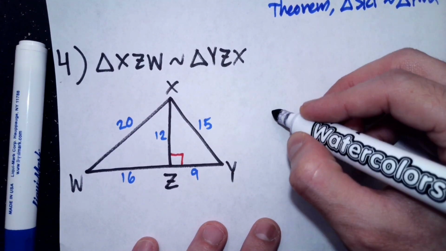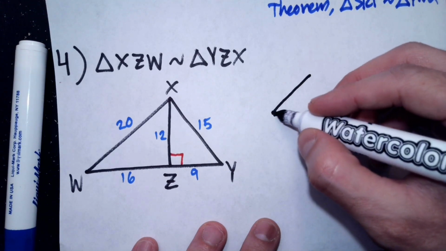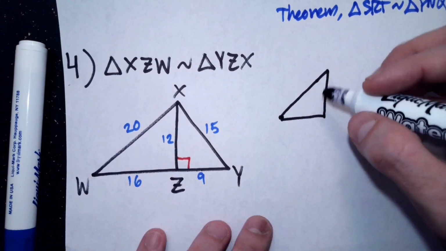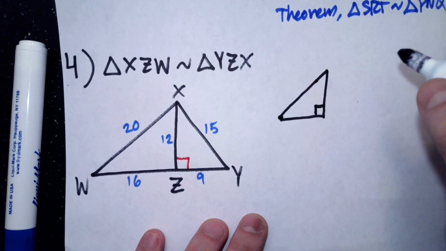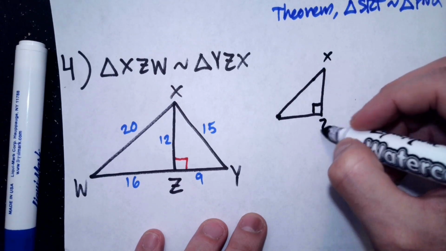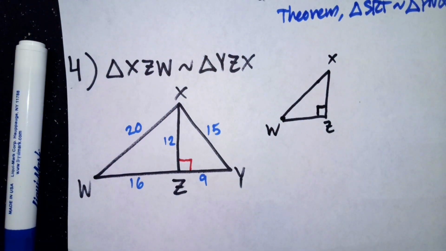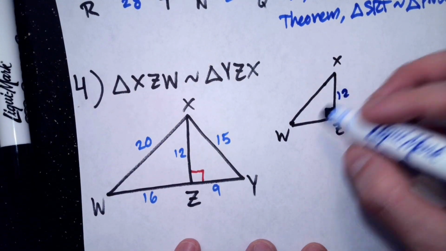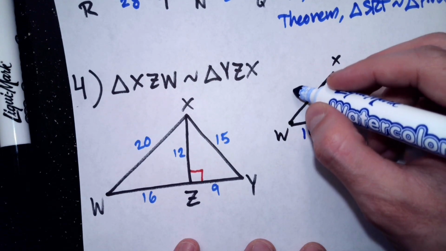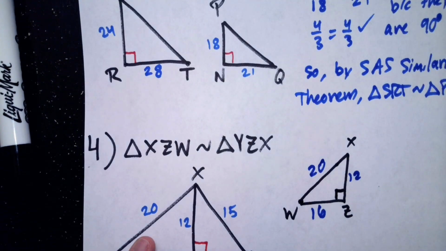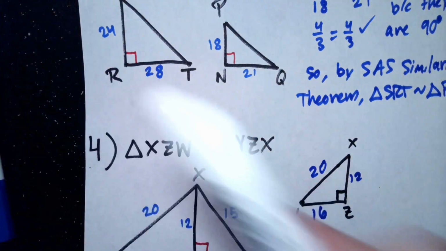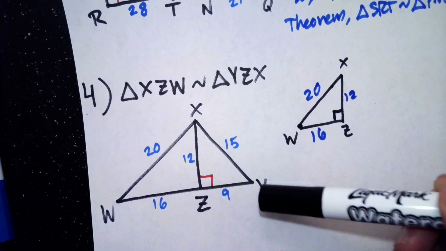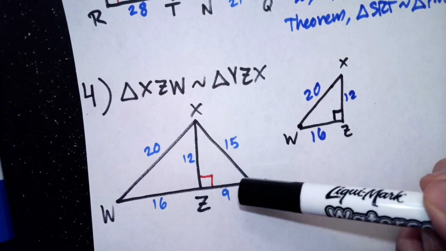So I'm going to draw this, and it will look like the following. XZW, like this. So this right here is a right angle. We know that this is X, Z, and W. We also know that this height should be 12, the base should be 16, and the hypotenuse should be 20. And then they're asking us to verify whether that's similar to triangle YZX, which is this one, YZX.